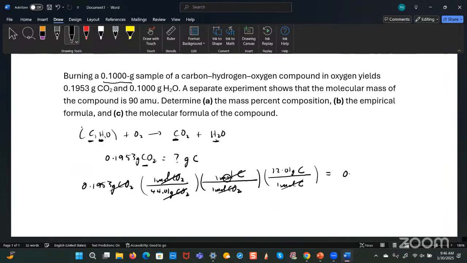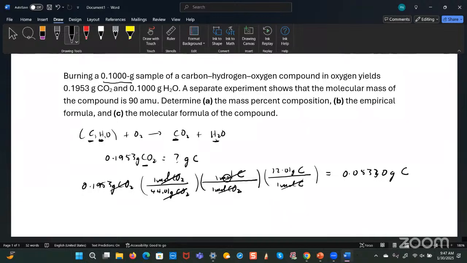I got 0.0539. You have to round off to 4 digits, right? This is actually, hold on, no. 0.05330 grams of carbon would be the mass of carbon that is in the mass of carbon dioxide obtained in the experiment, all right? Okay, so now that we have the mass of carbon, the next thing we need to do is find the mass of hydrogen.